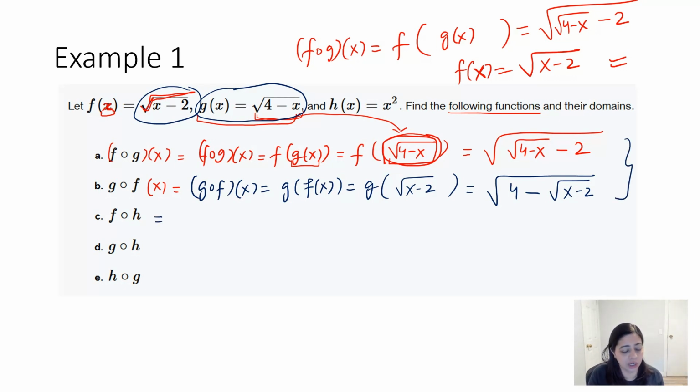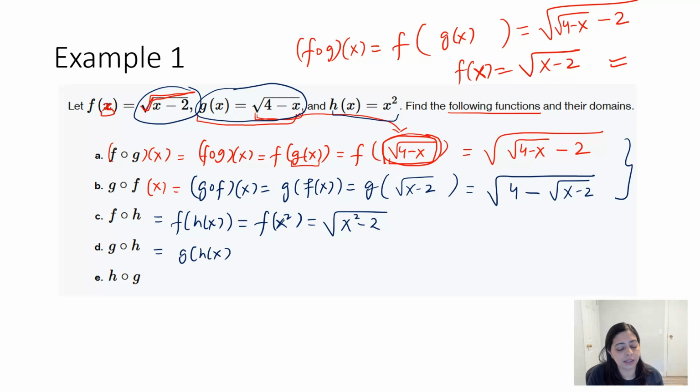Now f of h(x). First use the definition of h, which is x squared. And now use the definition of f, which is the square root of x minus 2. Instead of x, you have x squared. So it is the square root of x squared minus 2.